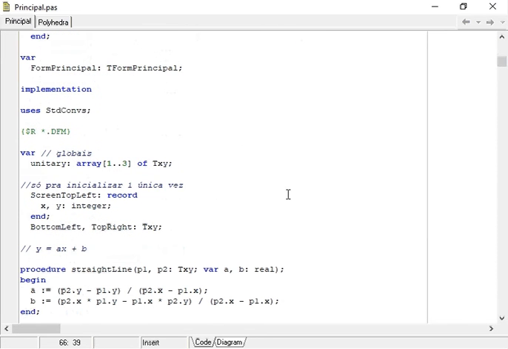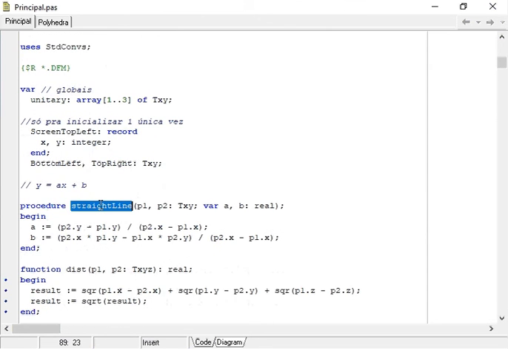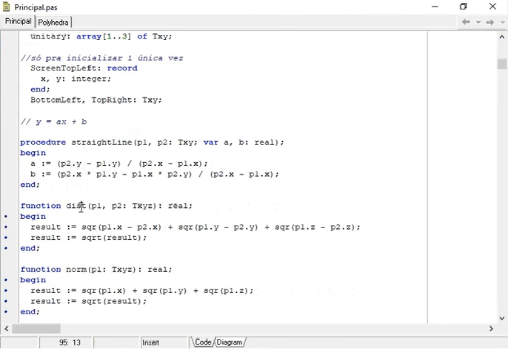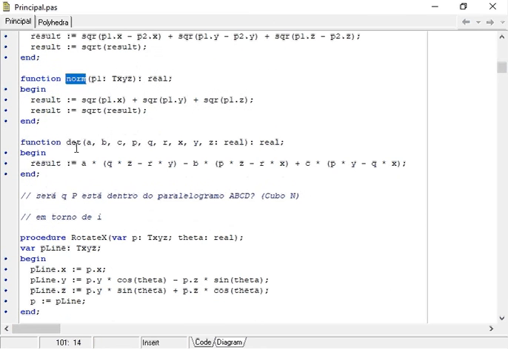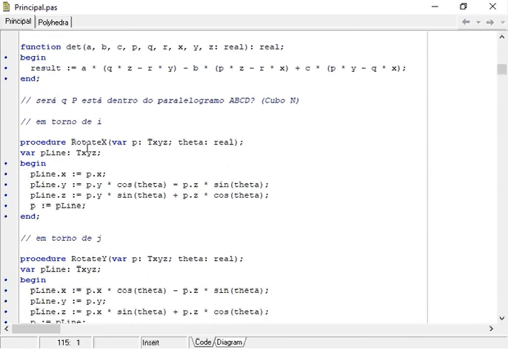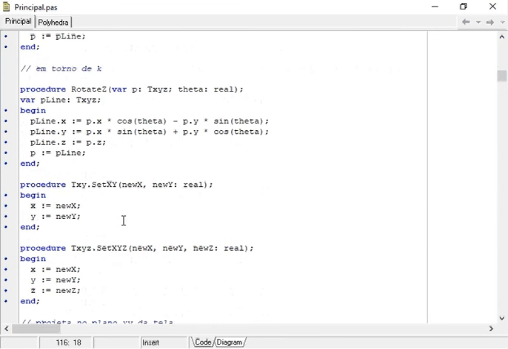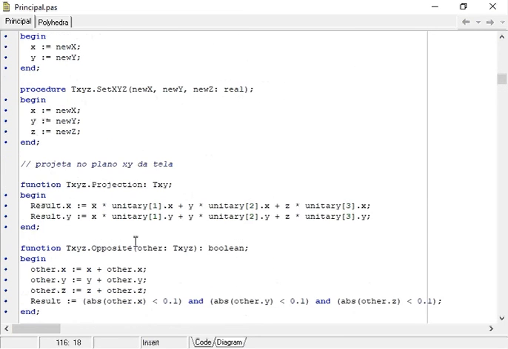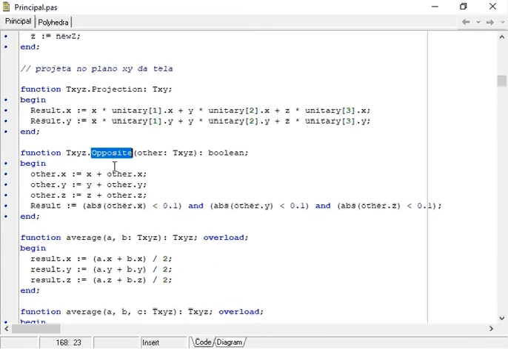Let's explain what's going on here. The straight line, I have already explained it. The distance is explained. The norm is explained. The determinant is explained. Rotate x is explained. Set x, y, z is explained. Projection is explained. Opposite. X is opposite Schroeder dot x if its absolute value is less than an error for x, for y, and for z. And close. This is true or false.